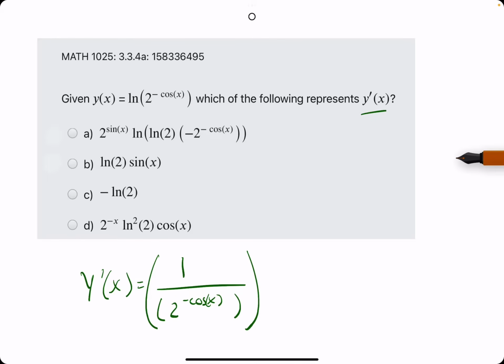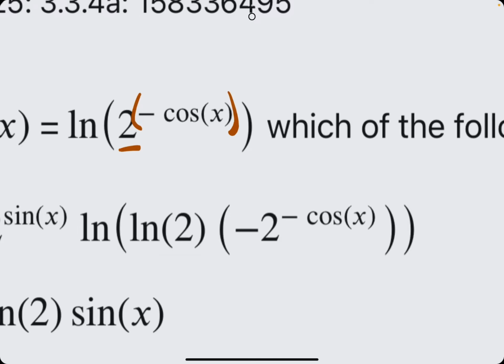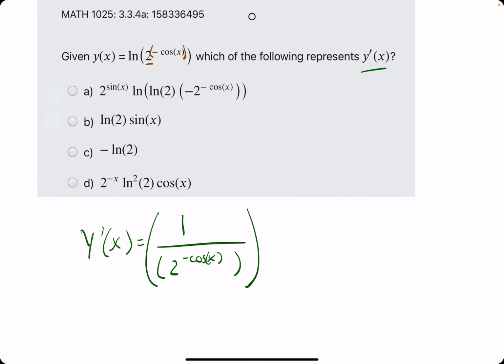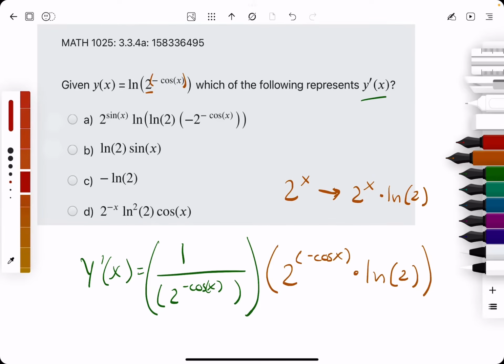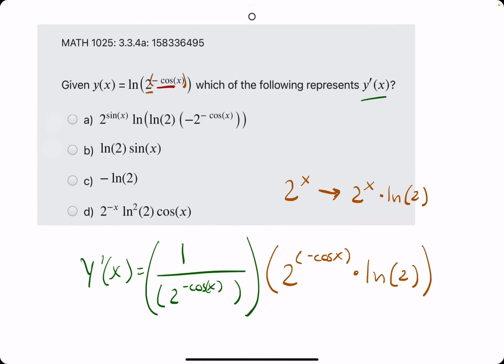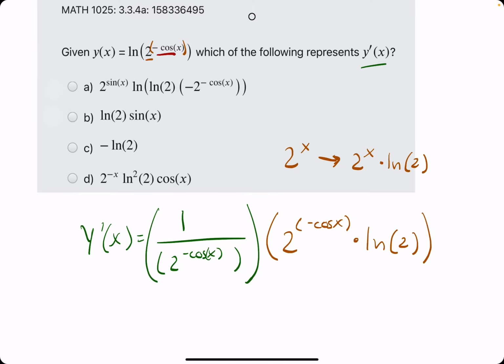So as we work our way in, we have 2 raised to the something first. The derivative of a number to the exponent should have that same exact number to the exponent in its derivative. And then we just need to multiply by ln of the base number. And that's it for that middle layer. Keep in mind this is corresponding to the derivative of 2 to the x, the exponential derivative, which looks like this. Alright, so then one last layer, and that is of the negative cosine of x.